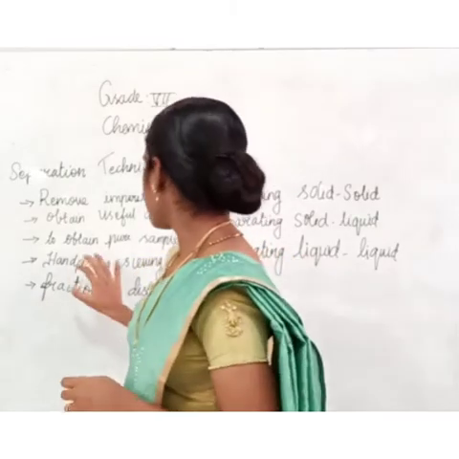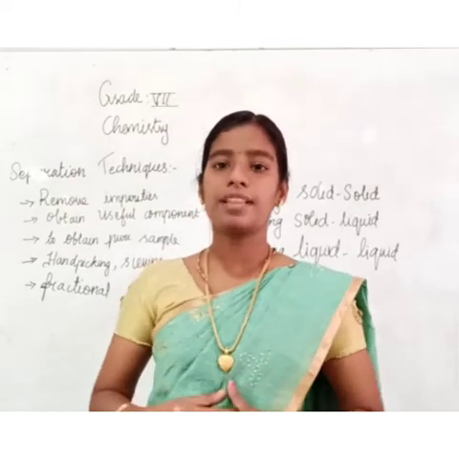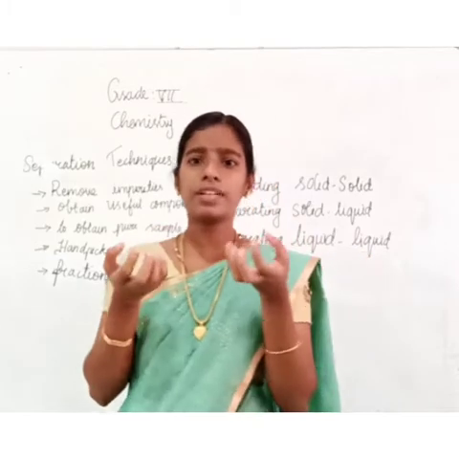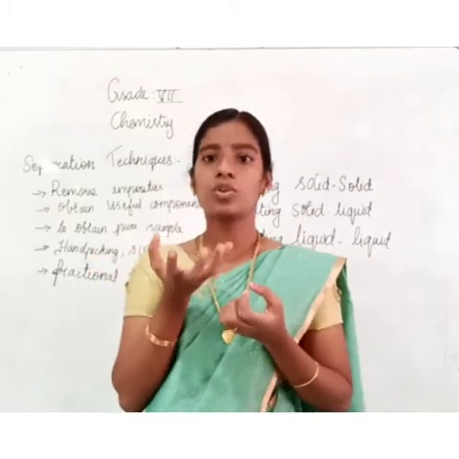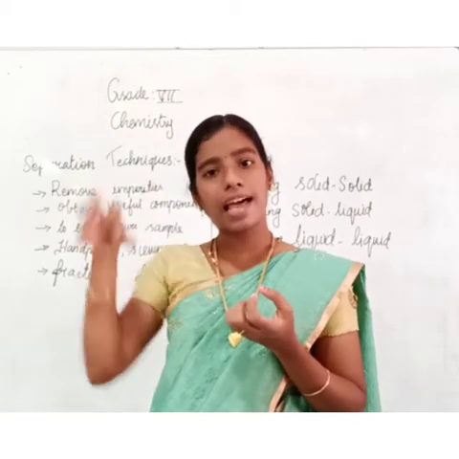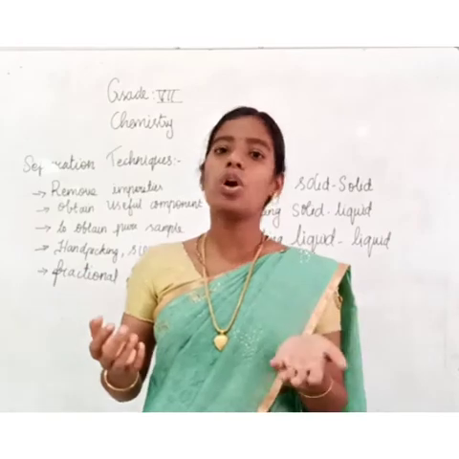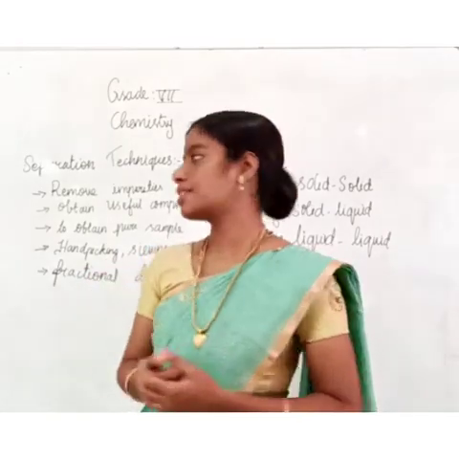Next one is to obtain a pure sample. How can we obtain a pure sample? Consider gold. Naturally, gold is not obtained as pure gold. It is an alloy of something. From that alloy, we have to extract the gold. This can be done using the separation methods.